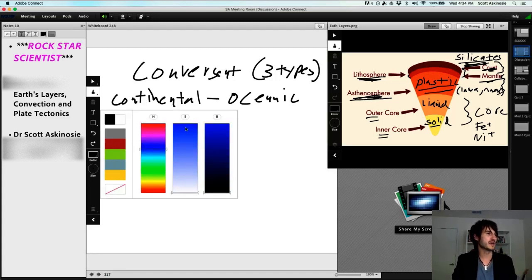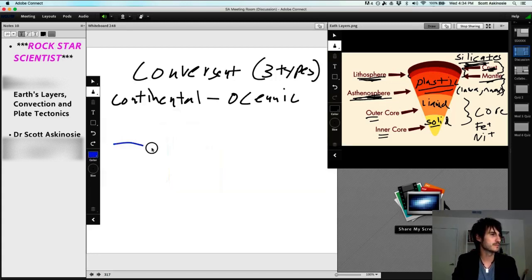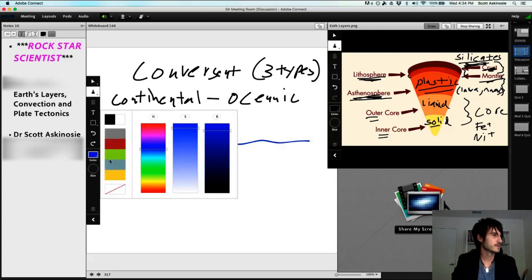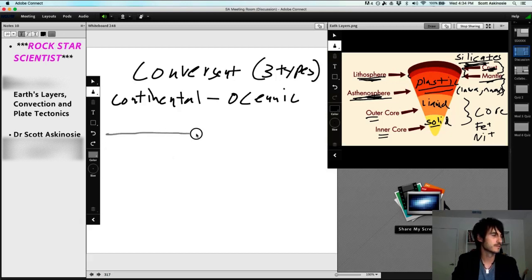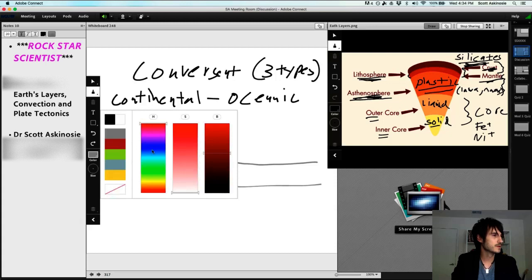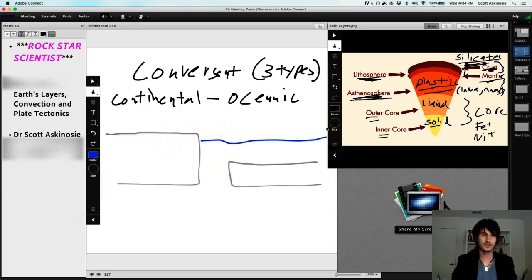Let's start with oceanic, because oceanic is kind of the most fun. So oceanic plates, or no, actually, you know what? I got a better idea. Let's start with continental and oceanic so that I can really show you the difference between the two. So there are instances where a plate that's underwater, called an oceanic plate, will actually collide with a continental plate.